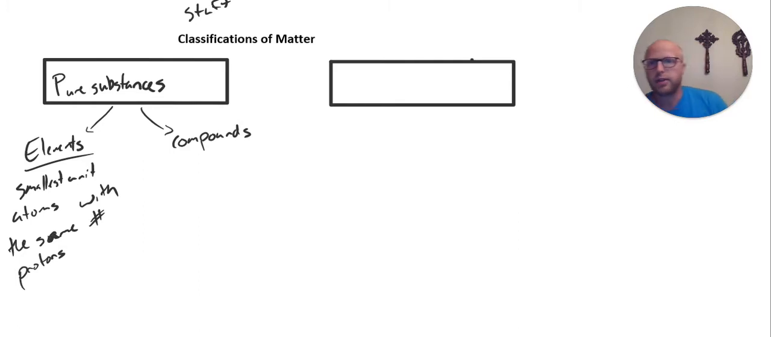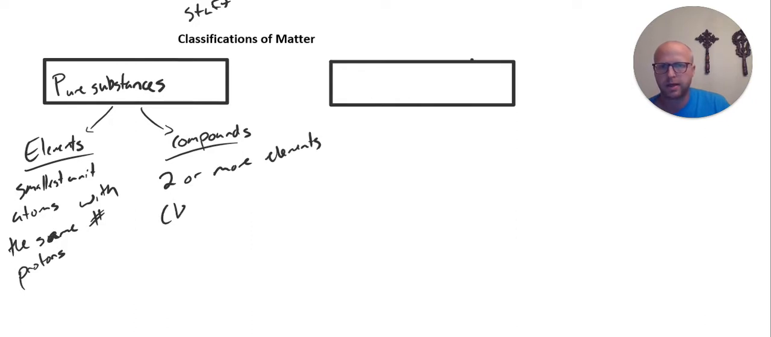Okay, so then your other pure substance are compounds. Compounds are just two or more elements chemically combined. So they're bonded somehow. And when you make a compound, the properties of the elements change once they've been chemically combined.